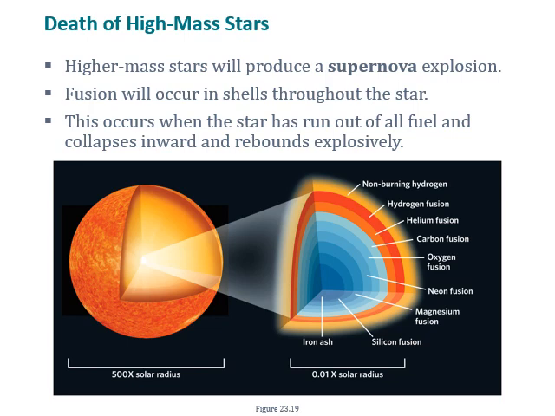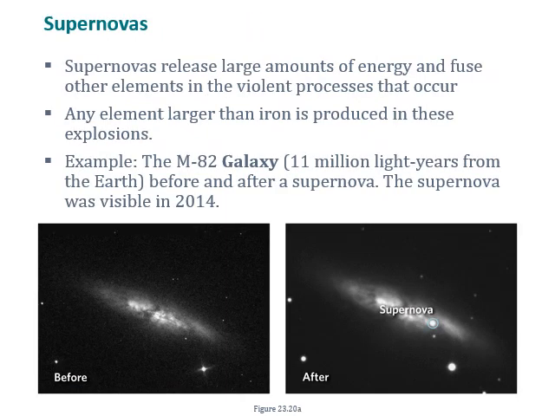Higher mass stars will produce supernova explosions. These occur when fusion occurs in shells throughout the star, and the star eventually runs out of all fuel, collapses inward, and rebounds explosively. Supernovas release large amounts of energy and fuse other elements in the violent processes that occur. Any element larger than iron is produced in these explosions.